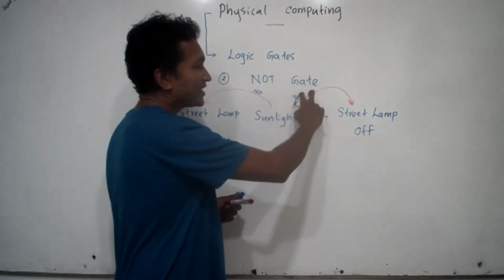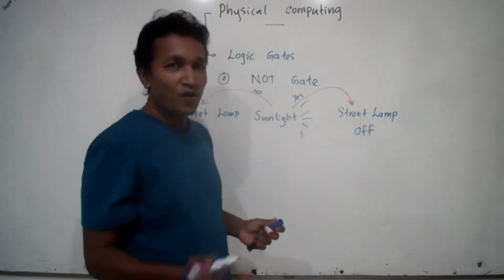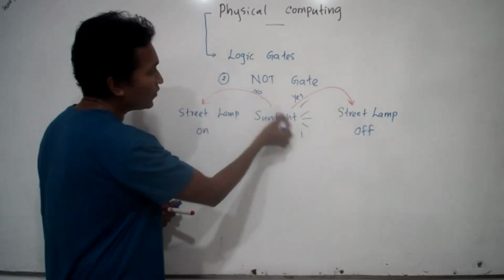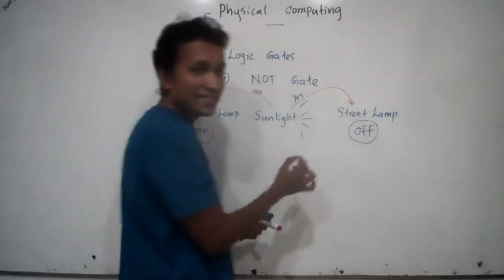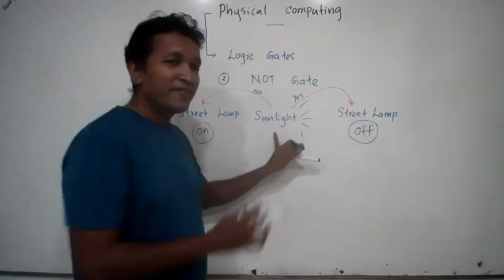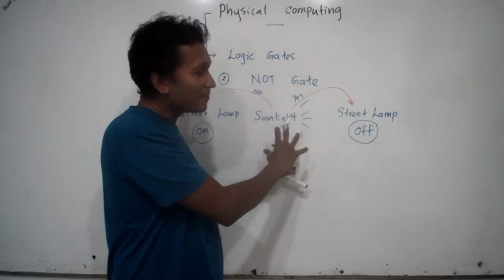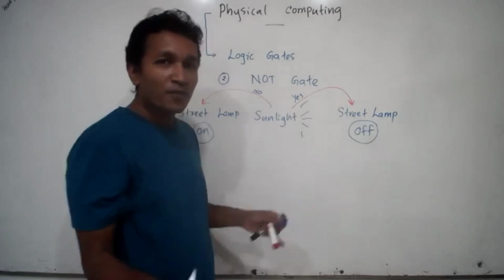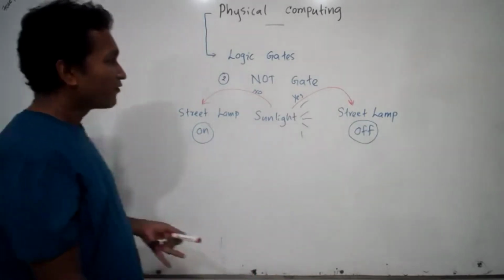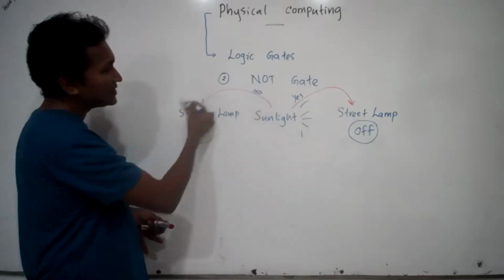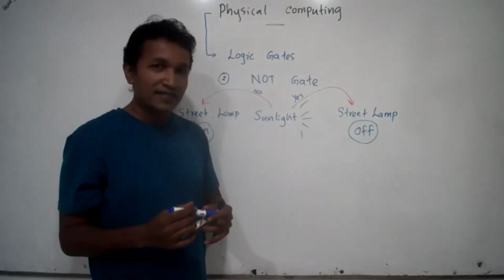So if there is sunlight, if this is yes, this is off, right? If this is no, street lamp will be on. So this is the opposite. When sunlight is there, street lamps are in off position. That means street lamp will not light. When there is no sunlight, street lamp will be getting on. So this is the opposite of something, right?